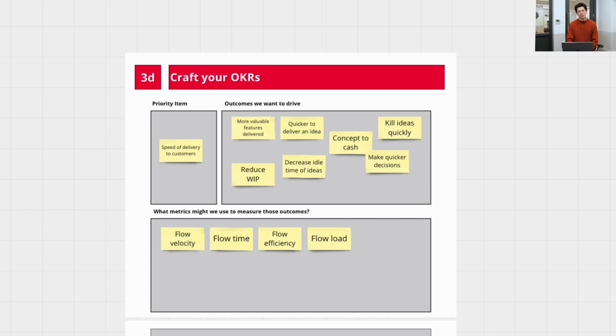idle time of ideas. Now, when they thought about how they were going to measure these outcomes, they thought they'd use the flow metrics. These are industry standard ways of measuring the flow of value throughout an organization. So these are flow velocity, flow time, flow efficiency, and flow load.